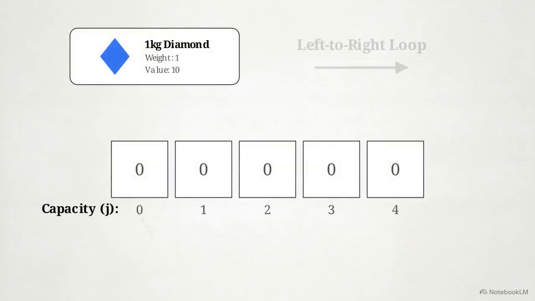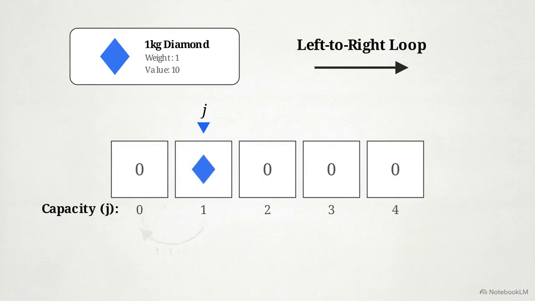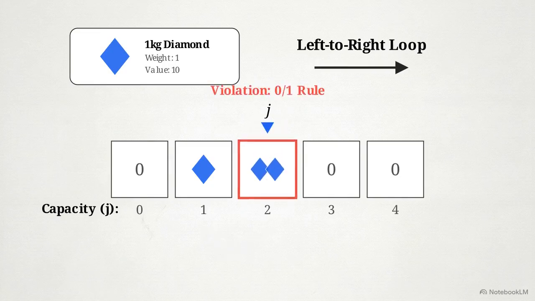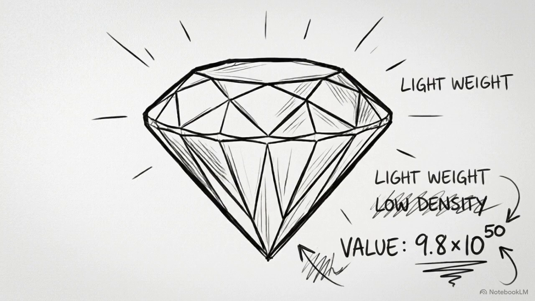Watch what happens iterating left to right. We process our 1 kilogram diamond at index 1. Moving to index 2, the formula looks back at index 1 for available space. Because index 1 was just updated, it incorrectly adds the diamond a second time. We only have 1 diamond. How do we traverse a single array to ensure data from the previous state isn't overwritten before we need it?